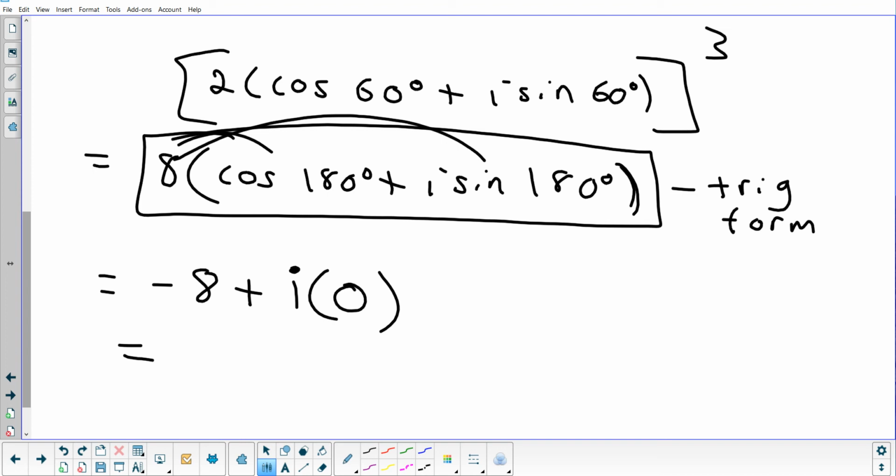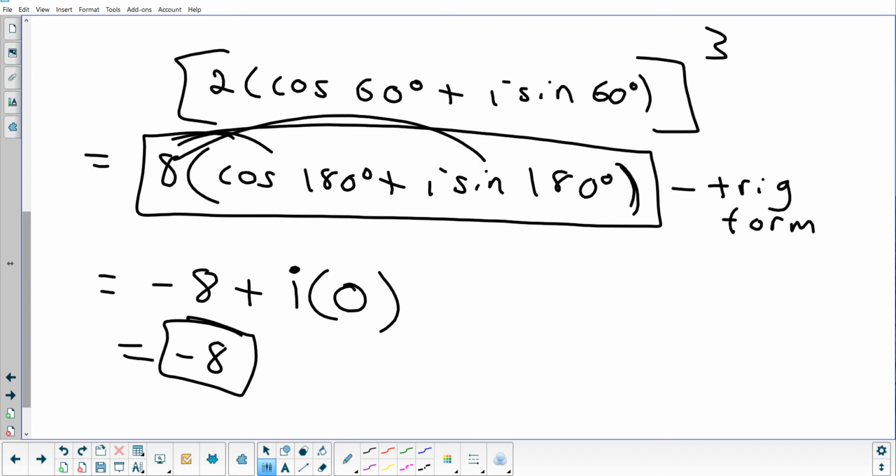Negative 8 plus i. Unless this was a 1, I would agree with you. Negative 8 plus i, but negative 8. What is it? Negative 8. Yeah, negative 8. Right, so that i times 0 disappears when you do that out, and you get negative 8. That's the answer in standard form. You could put plus 0i if you want to.